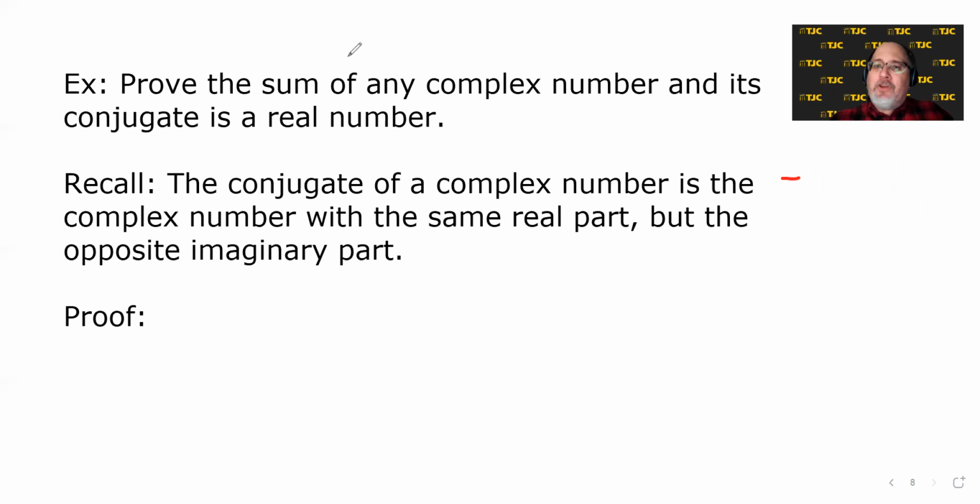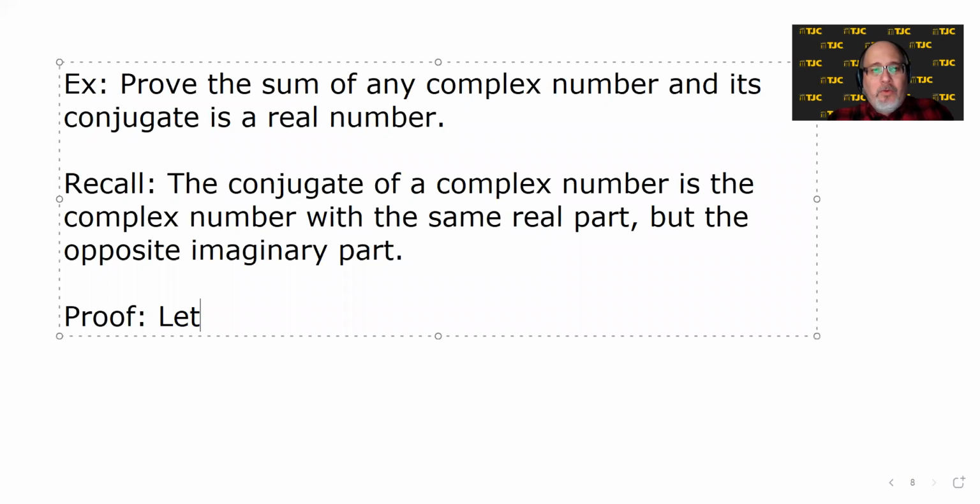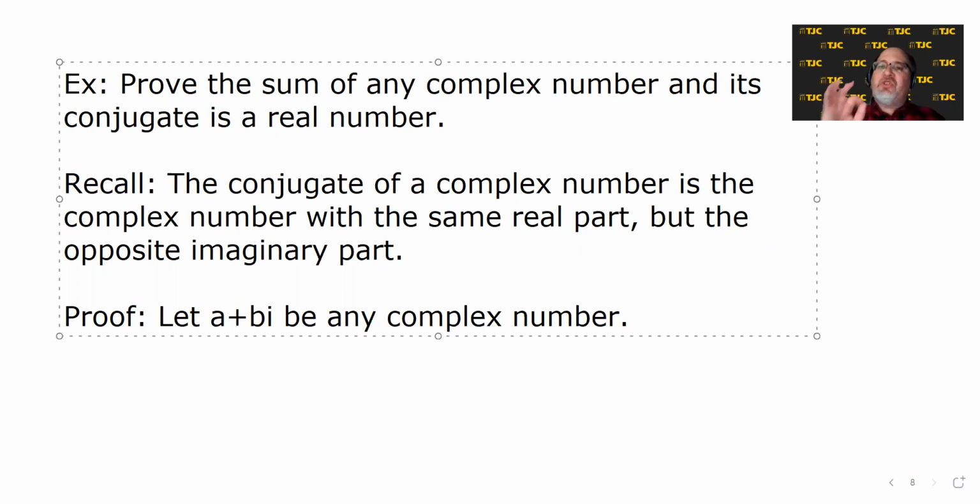So how would a proof go? Well, a proof would go something like this. Let me go inside of here and type it. We're going to say let a plus bi be any complex number. That's a good place to start. Because if we're going to prove something for any complex number, we should start by identifying it. Okay, so we have any complex number.